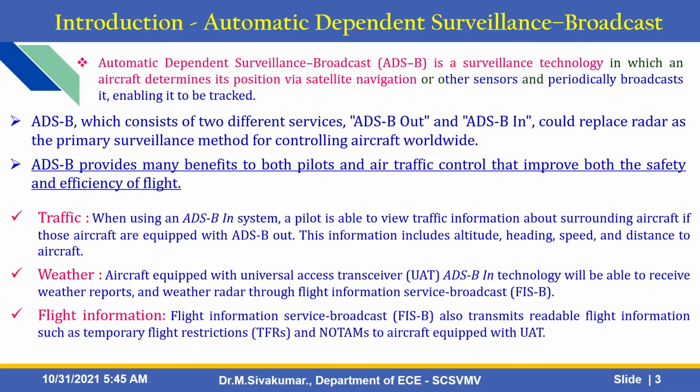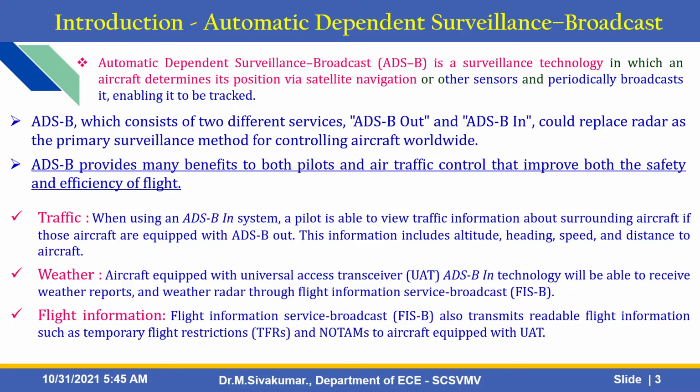What is Automatic Dependent Surveillance-Broadcast? It is a surveillance technology in which an aircraft determines its position via satellite navigation or other sensors and periodically broadcasts it, enabling it to be tracked. ADS-B consists of two different services: ADS-B Out and ADS-B In. It could replace radar as the primary surveillance method for controlling aircraft worldwide.